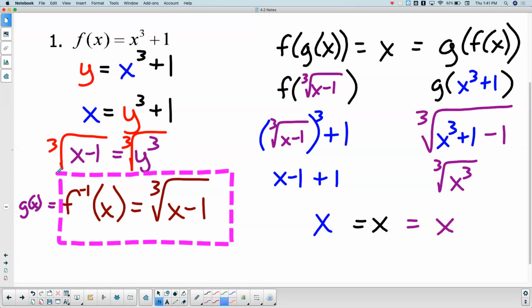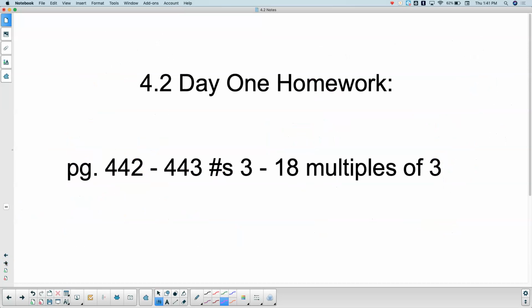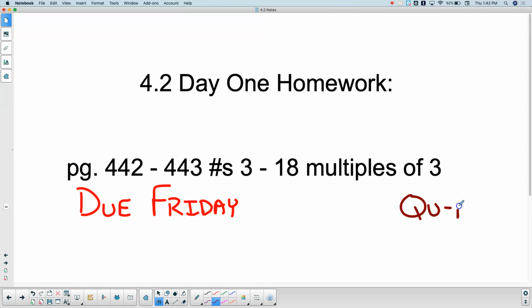My brain hurts. Luckily, we're done for the day. Couple of things. One, when are these 6 problems due? Tomorrow. Exactly. More importantly, what's Monday?